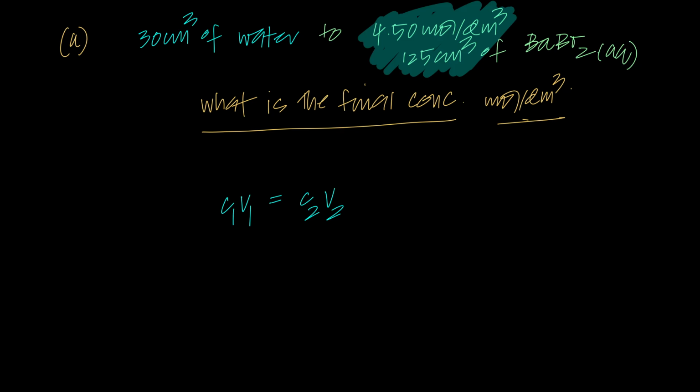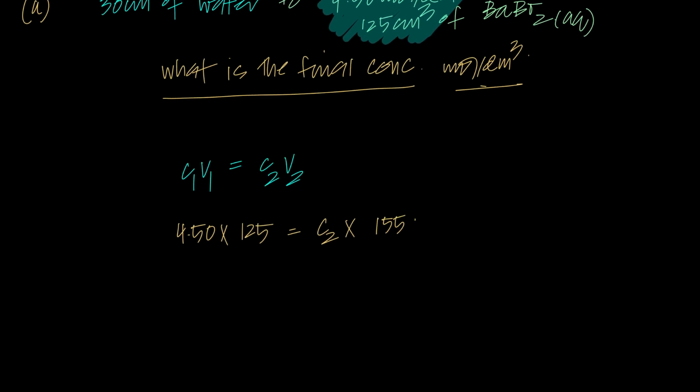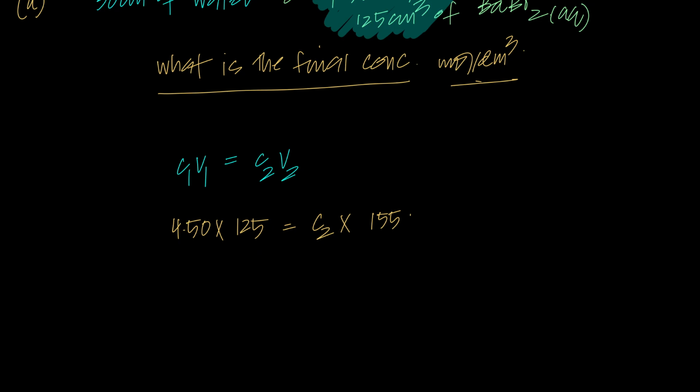Okay, so C1 is what? 4.50, V1 is 125, and C2 I don't know, and V2 is what? What is the final volume? You guys have to tell me the final volume. What's V2? 30 plus 125, right? So that's 155 cm cube, right? Now, if you want, you can say, hey, this is in cm cube, this is in cm cube, let me convert it in dm cube. It doesn't really matter, because if I divide these both by 1000, 1000 cuts out with 1000. So it doesn't really matter.